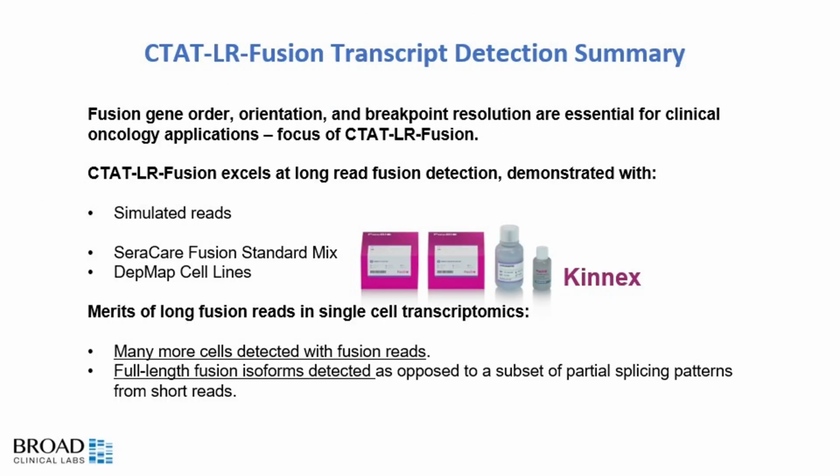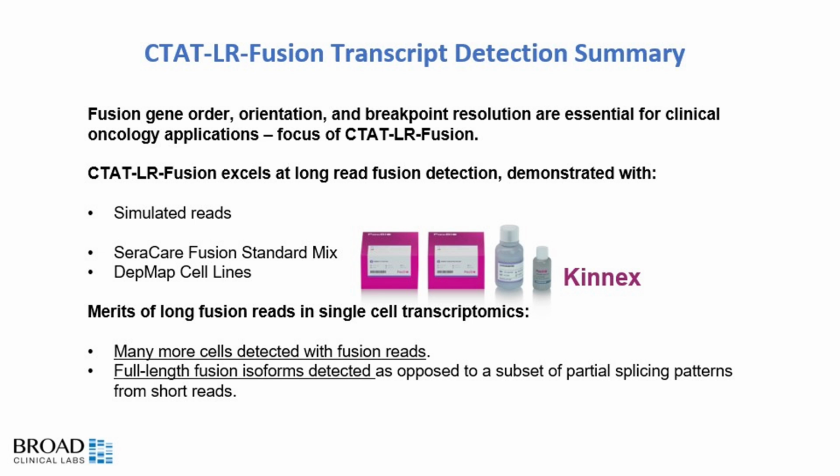So overall, to summarize, fusion gene order and orientation is really critical when you're reporting the fusion transcripts, because if you get the orientation wrong, it's a different fusion entirely. May cause cancer, may not cause cancer. Got to get it right. We showed here that CTAT-LR-fusion, our new tool, really excels at long read fusion detection. We showed this with simulated reads. We sequenced a couple samples using Kinnex, both DepMap samples and the fusion standard mix. In both cases, we demonstrated that we had superior performance.